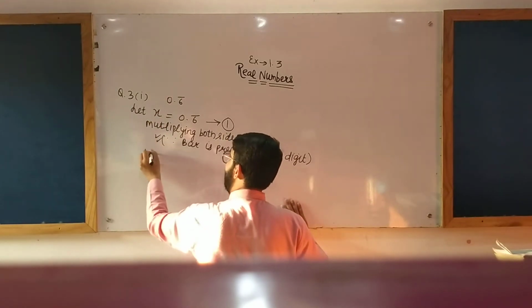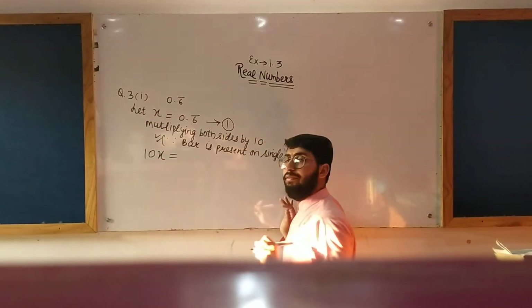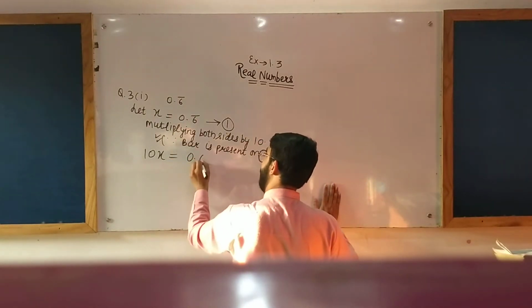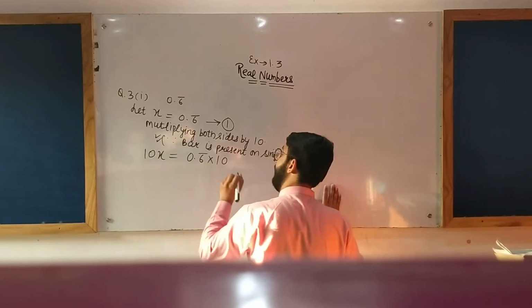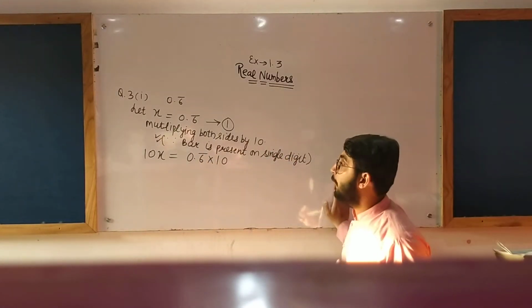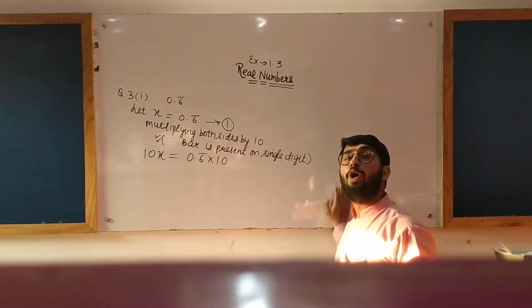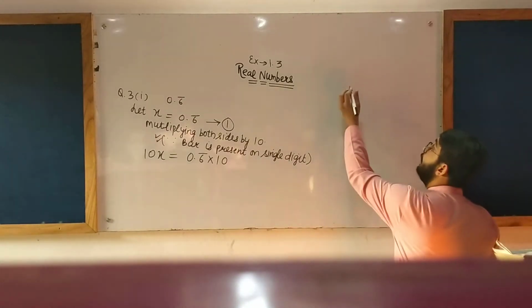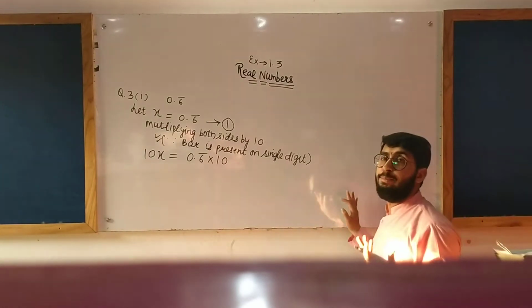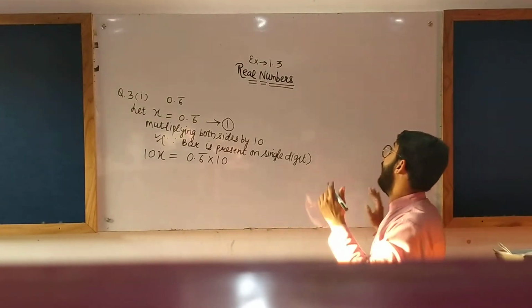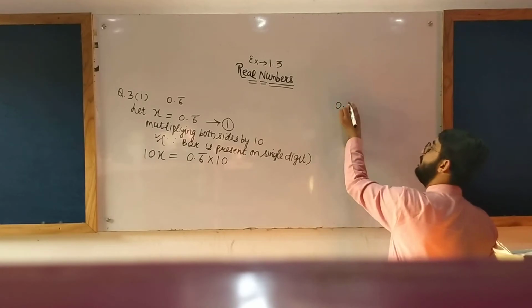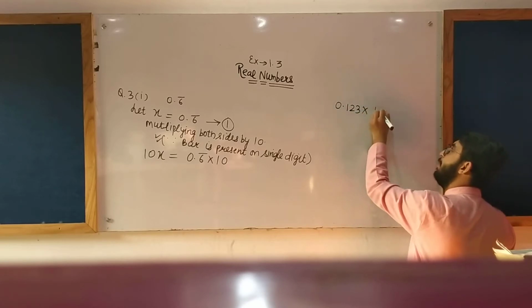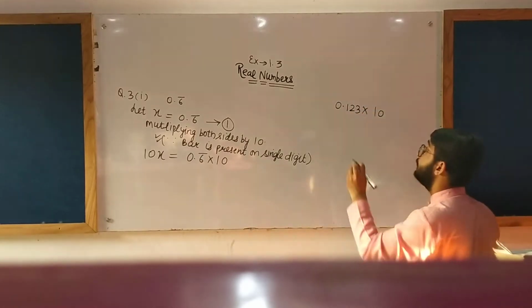When you multiply x by 10, it will be 10x. Now, when you multiply 0.6 bar by 10, what will happen? Listen to me carefully. Whenever you multiply a decimal number, suppose the decimal number is 0.123, by 10, what happens? Let us see.